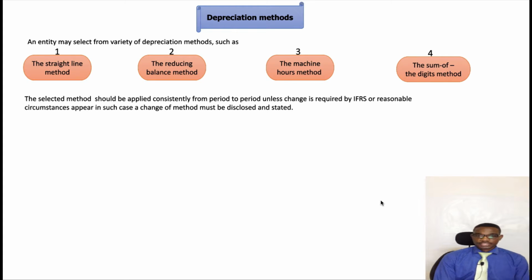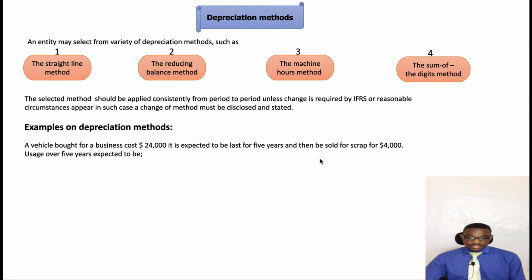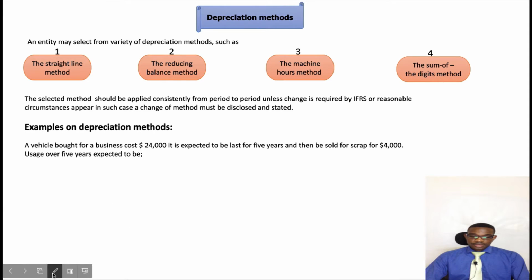Examples, we're going to have examples for each depreciation method. So let's imagine this example: a vehicle bought for the business costs $24,000. It is expected to last for 5 years, and then be sold for scrap for $4,000.